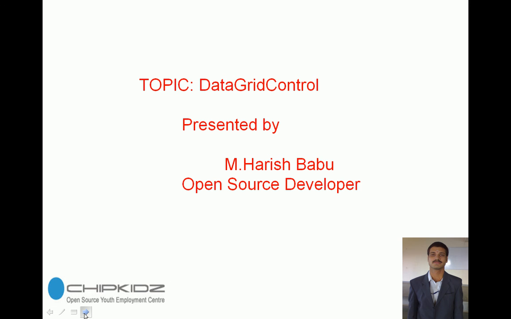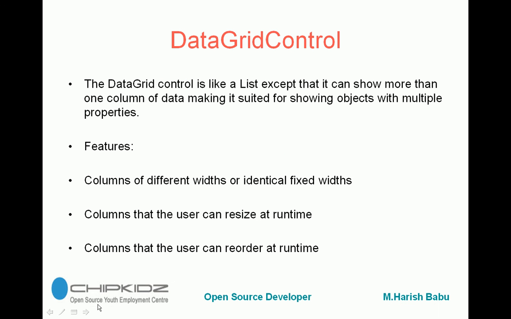Today my topic is the data grid control. Why are we using the data grid control? The data grid control is intended for viewing data and not as a layout tool like an HTML table. The mx.containers package provides those layout tools. That means the data grid control is like a list, except that it can show more than one column of data, making it suited for showing objects with multiple properties.